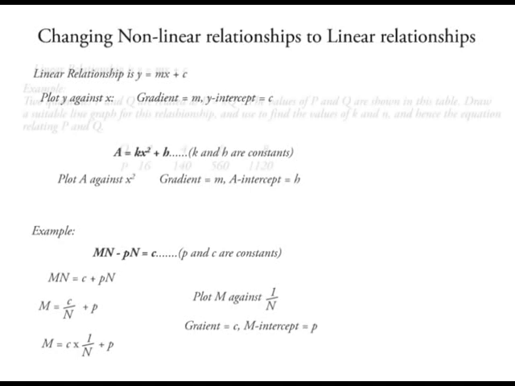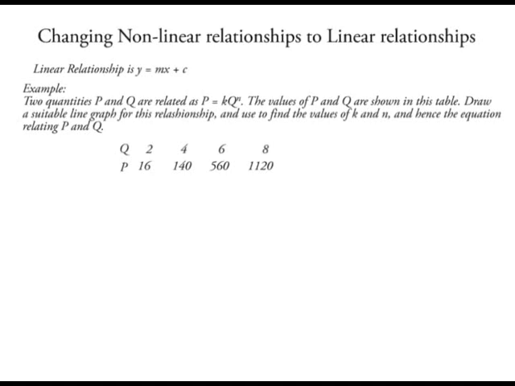Let us take an example. Two quantities p and q are related by the relationship p is equal to kq raised to power n. The values for p and q are shown on this table. Draw a suitable line graph for this relationship and use it to find the values of k and n, and hence the equation relating p and q. This looks much unlike y is equal to mx plus c, but we can make it that.